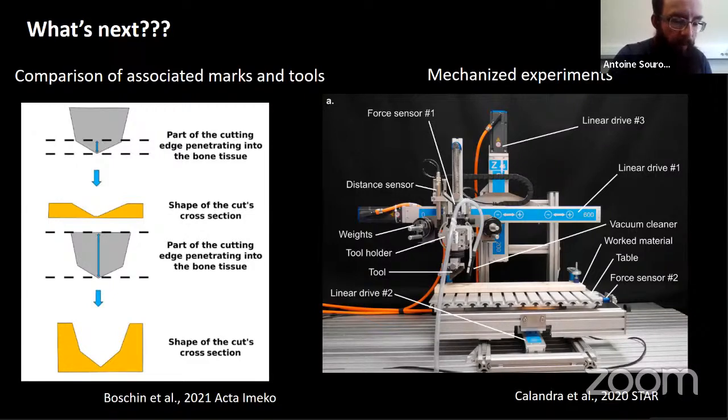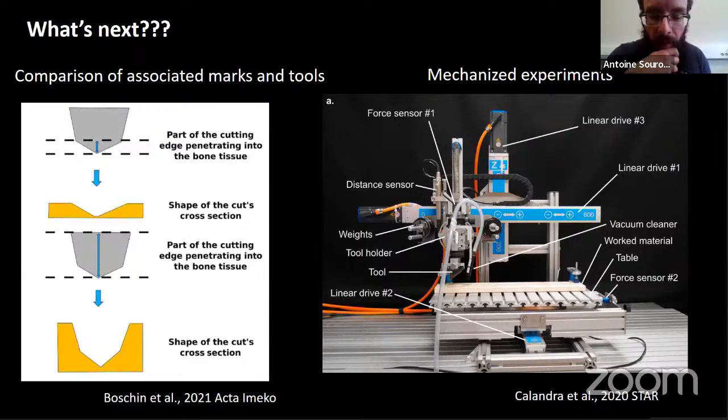But for example, my colleague from Italy, Francesco Boschin, made some really nice study of associated marks and tools, and he showed basically the same pattern with the shape of the cross section that is very much depending on the depth of penetration of the cutting edge, and he was really able to show this by studying exactly the stone tools that made the marks that were quantified using different types of microscope. So I would like to look at that.